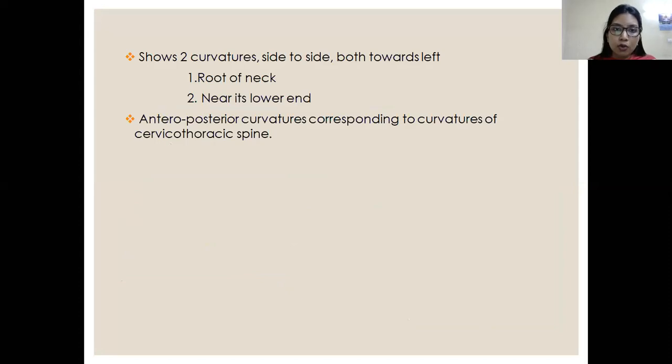This esophagus shows two curvatures. Both curvatures are directed towards the left. The first curvature is at the root of the neck and the second curvature is near its lower end. The anteroposterior curvatures correspond to the curvatures of the cervicothoracic spine. So the anteroposterior curve of this esophagus will be in correspondence with the shape of the spine at the cervicothoracic level.